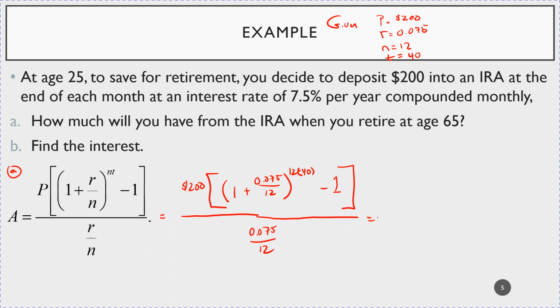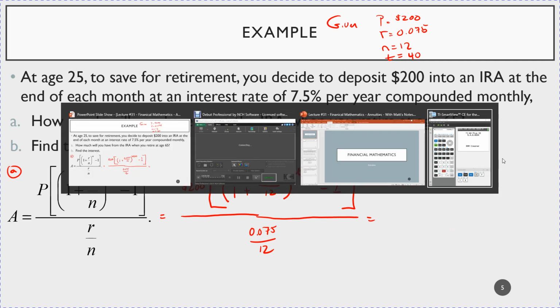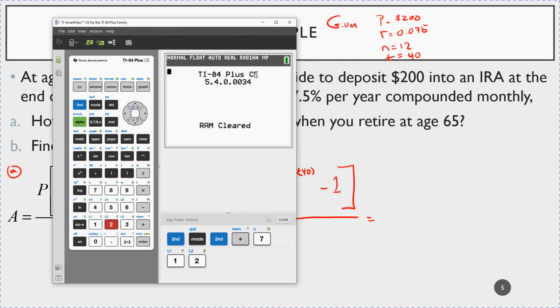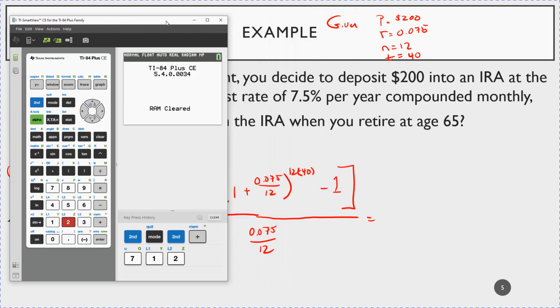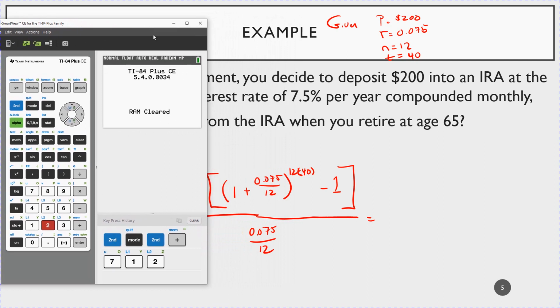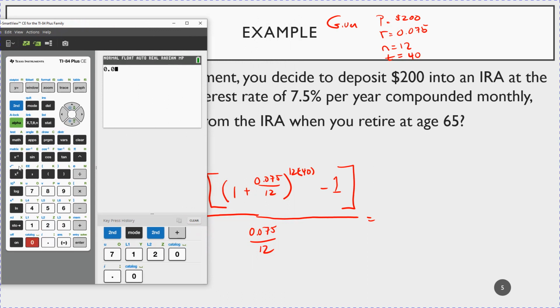All right, let's watch how I do this, okay? It's going to be incredibly important to follow along very closely on your calculator, okay? So the first thing I'm going to do is figure out what's inside the parentheses here. Watch how I do this. I have to figure out first what 0.075 divided by 12 is. Okay, it's that. And then I'm going to add 1. So then I'm going to go plus 1.